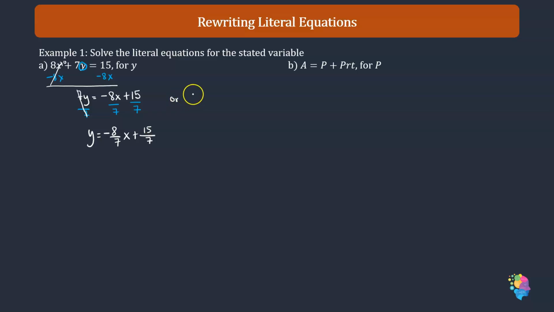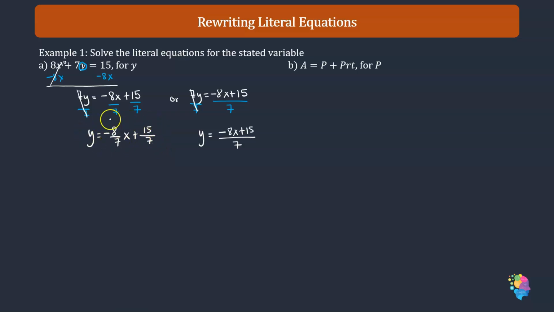Or, let me rewrite the equation again here. We can divide the left side by 7 and the right side, the full expression, by 7. This is still going to be just y, but the expression will now be a single fraction of negative 8x plus 15 divided by 7. Now both of these equations are the same. If you were to plug in a value for x for both of them, the result will be the same for y.